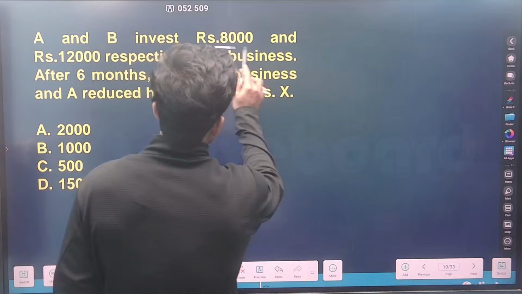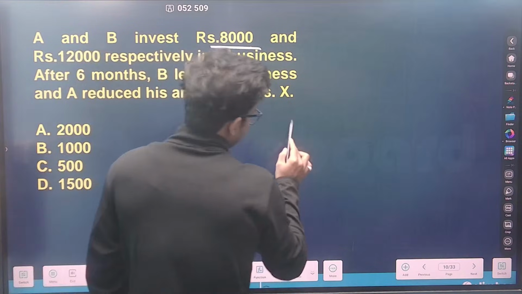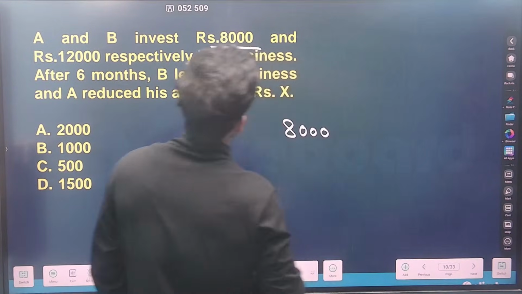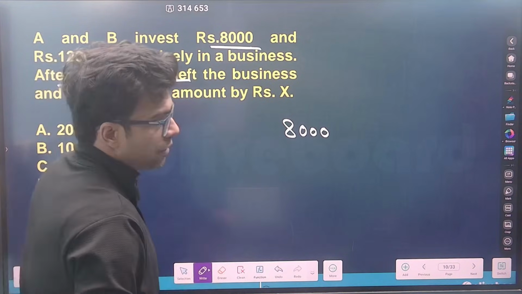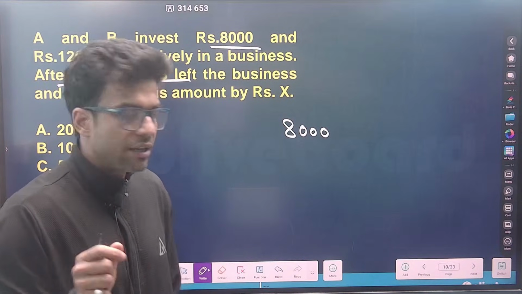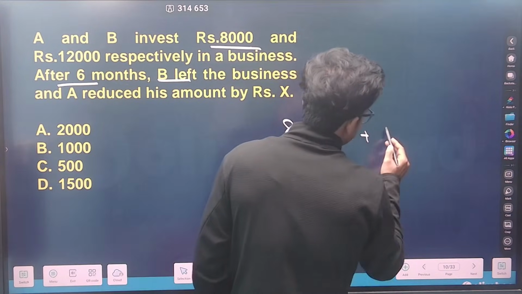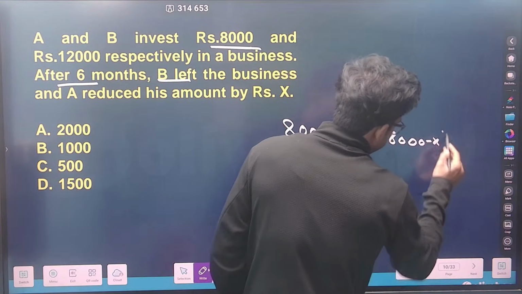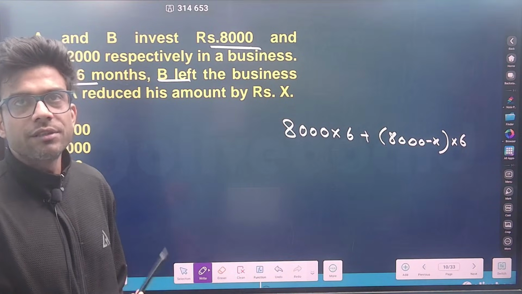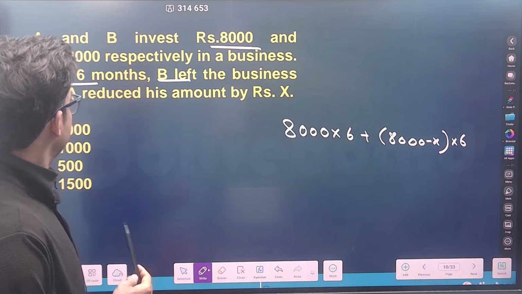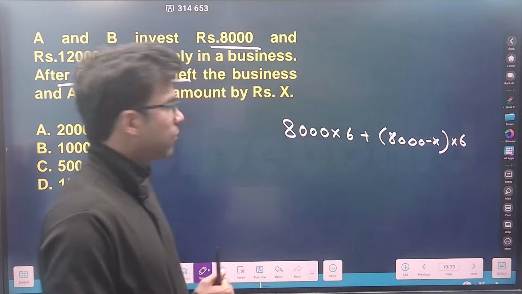First of all, think about it. Initially A invested 8,000, correct? But they are saying after 6 months B left and A reduces his amount by X. So I don't know how much A invested now, since A reduces the amount. So I'll write that A invested first for the 6 months, and after the 6 months A reduces his amount by X. Can I write like this? And this investment is done again for 6 months, correct? I hope this makes sense. Is this clear to all of you? Can you please say?